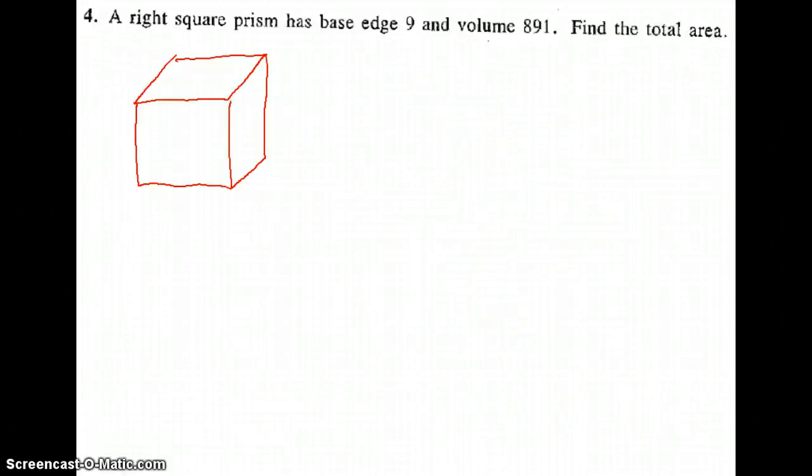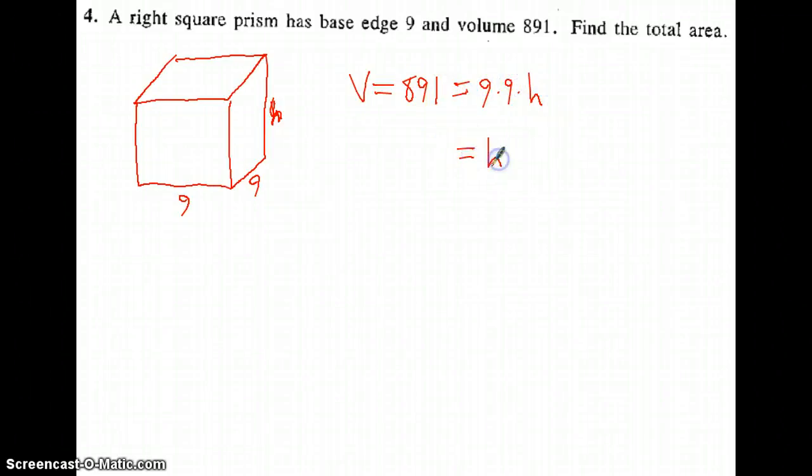236. All right, this one, right square prism, when they say square prism, they mean it has a base that is a square. So if this is 9, this is also 9. Volume, and I don't know this. Volume is 891. If I'm supposed to find total area, I'm going to need to know this height. So that's supposed to equal 9 times 9 times h. I can find h pretty quickly if I just take 891 divided by 81. I'm pretty sure that's 11. So this is 11.